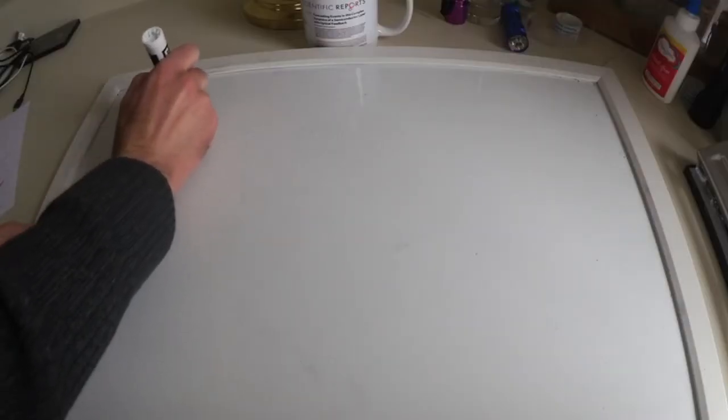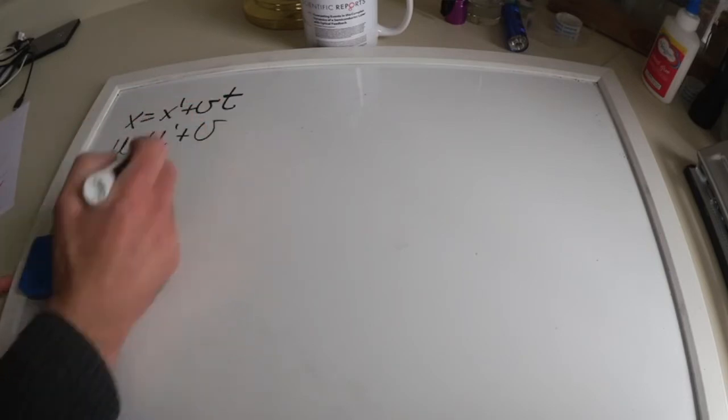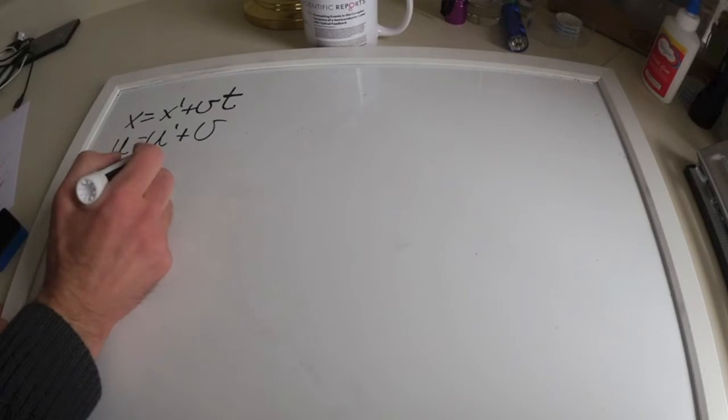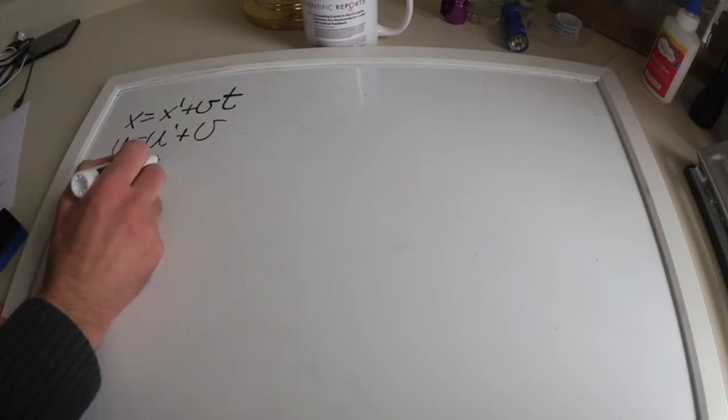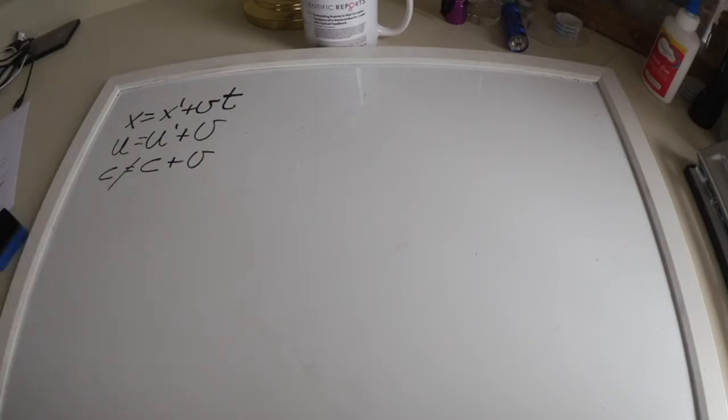Galileo equations say for position, x equals x prime plus vt, and for velocity, u equals u prime plus v. Here I will call u the velocity of the object I am tracking, and v the velocity of the reference frame. But this second equation does not agree with the second principle of special relativity, that the speed of light is the same for everybody. For instance, if we put c plus v here, we should still get c, same speed of light for everyone. So here we see something we need to fix.